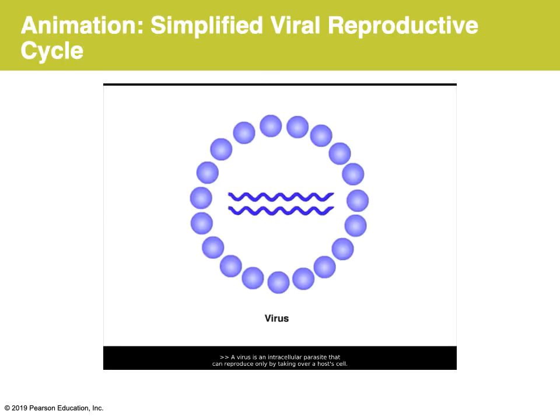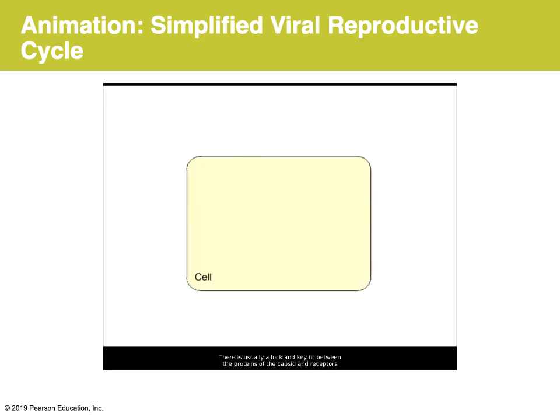A virus is an intracellular parasite that can reproduce only by taking over a host cell. A virus consists of a nucleic acid genome enclosed in a protein shell called a capsid. In the virus shown here, the genome consists of DNA, but some viruses have RNA. Some viruses are also covered by a membranous envelope that is derived from the membrane of the host cell. There is usually a lock and key fit between the proteins of the capsid and receptors on a particular type of host cell. The virus attaches to a host cell, and viral DNA enters the cell.